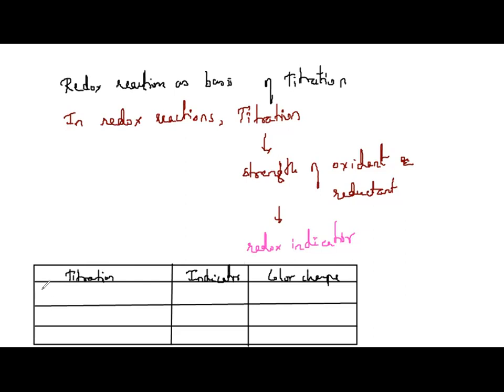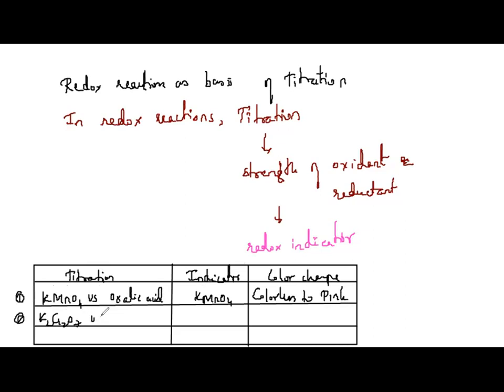So titration: KMnO4 versus oxalic acid. The indicator, KMnO4 itself acts as the indicator, so I can say it is a self-indicator. The color change will be colorless to pink. First example.